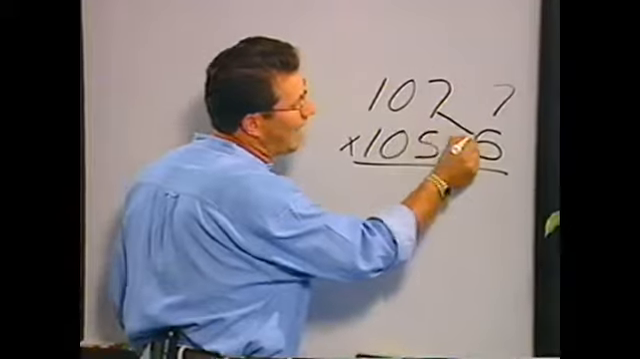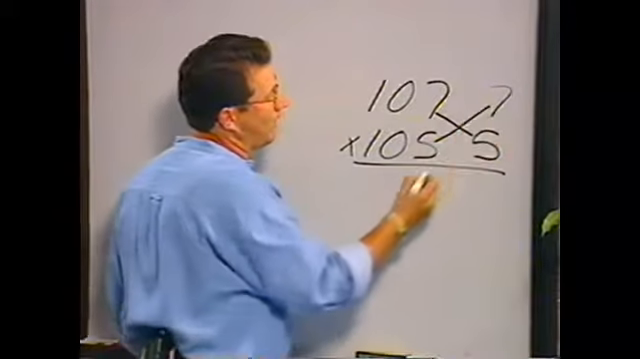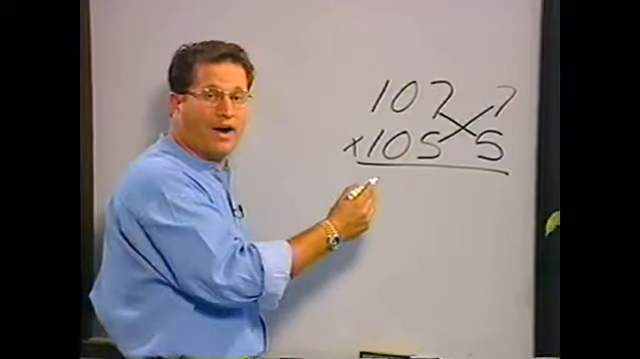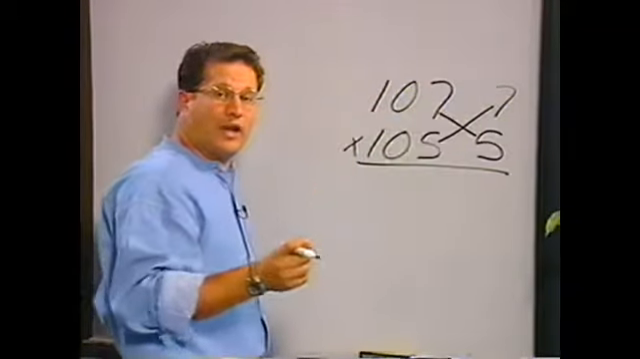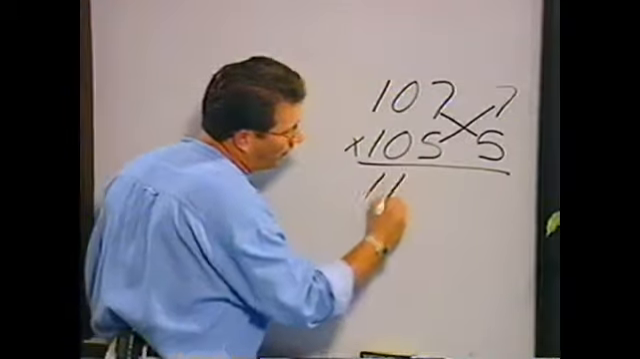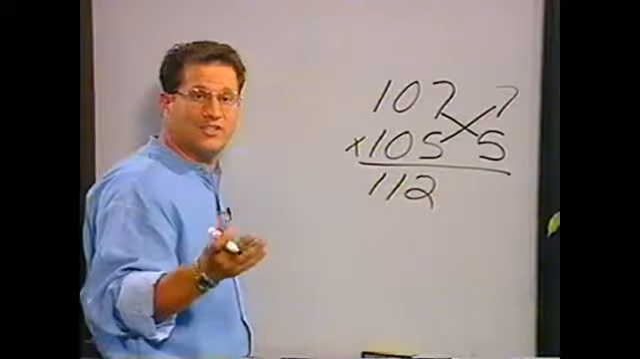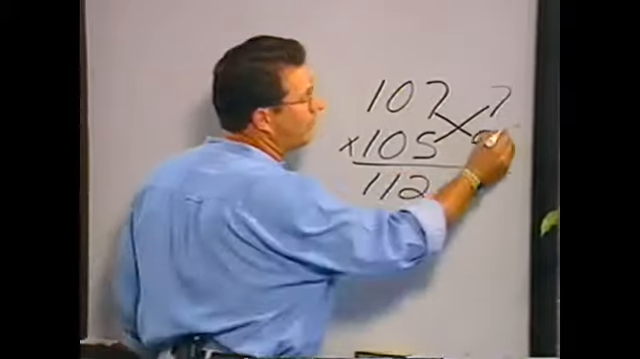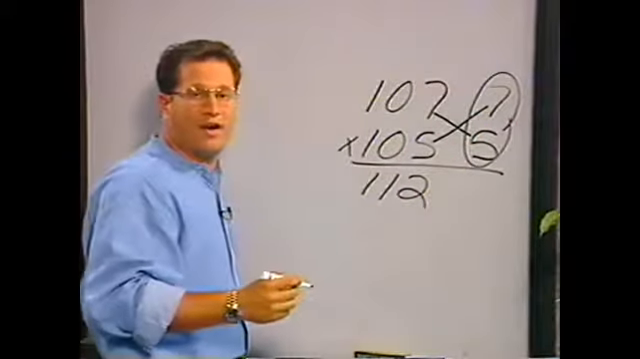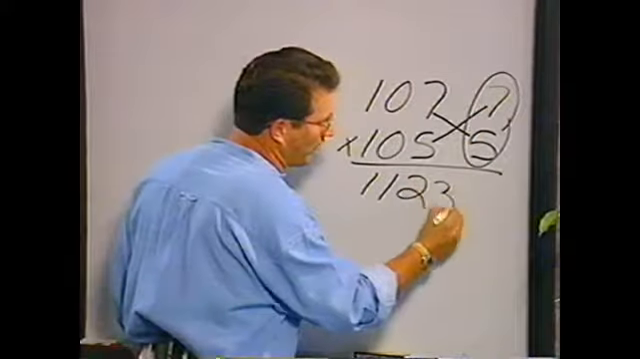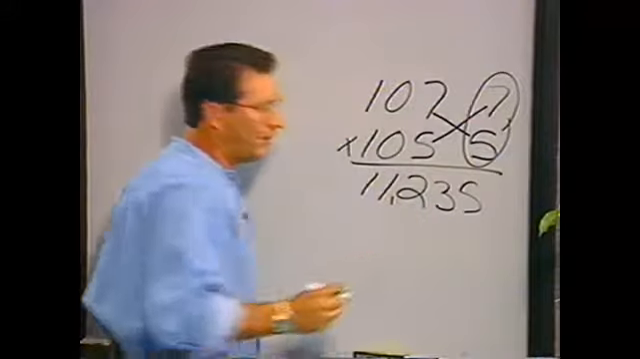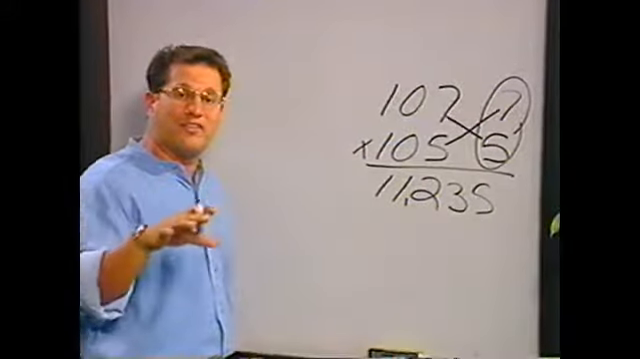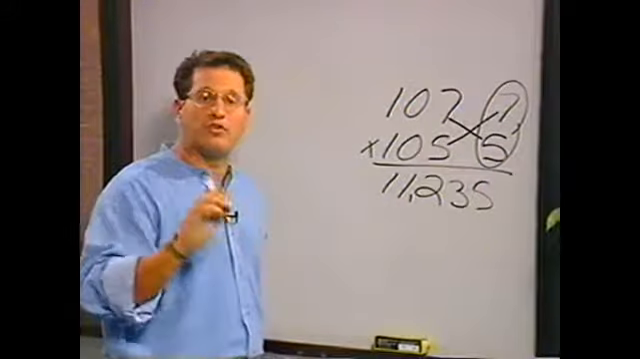First thing we do is we add diagonally either way. What's 107 plus 5 or 105 plus 7? Either way, you should get 112. And that's the first three digits in the answer. Now, to get the last part of the answer, just multiply the numbers on the right. What's 7 times 5? 35. So the answer is 11,235.